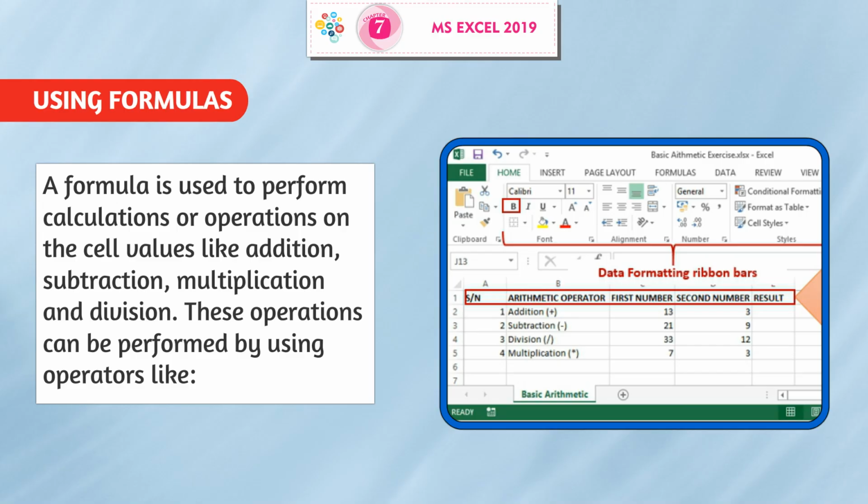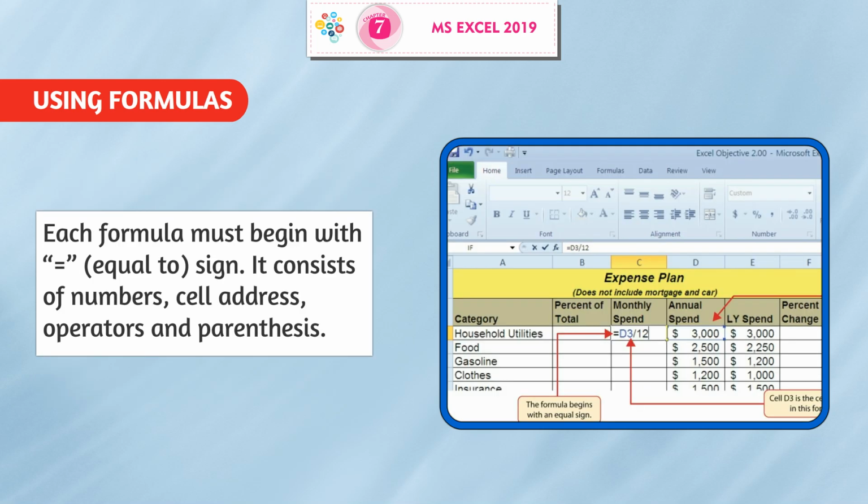Using formulas. A formula is used to perform calculations or operations on the cell values like addition, subtraction, multiplication, and division. These operations can be performed by using operators. Each formula must begin with equal to sign. It consists of numbers, cell addresses, operators, and parentheses.